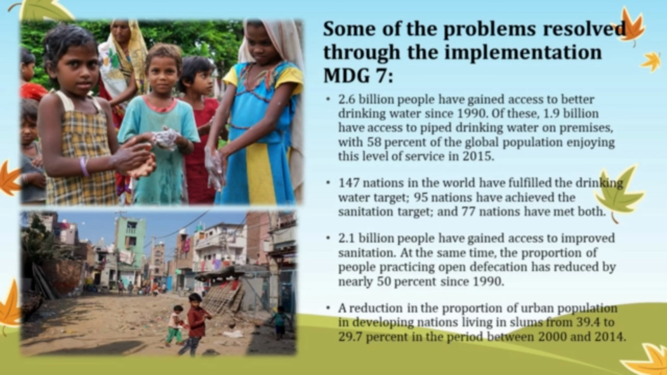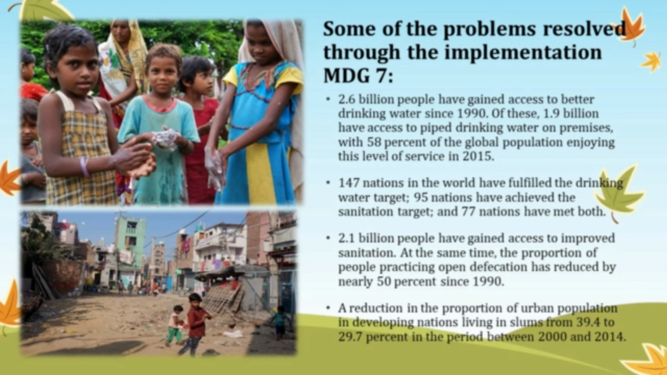Fifth, 147 nations in the world have fulfilled the drinking water target. 95 nations have achieved the sanitation target, and 77 nations have met both. Sixth, 2.1 billion people have gained access to improved sanitation. At the same time, the proportion of people practicing open defecation has reduced by nearly 50% since 1990.